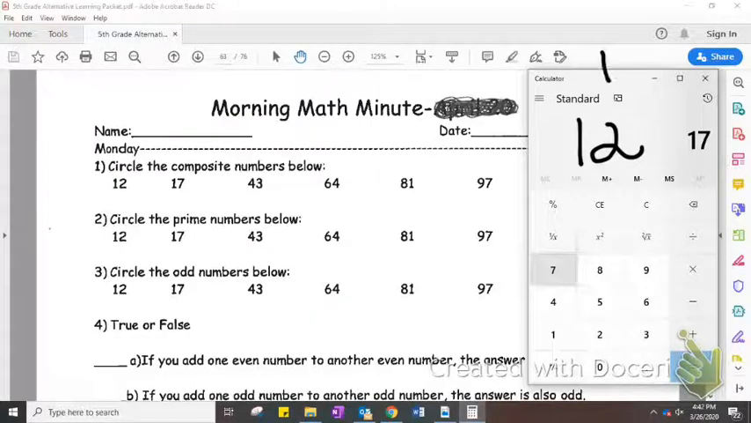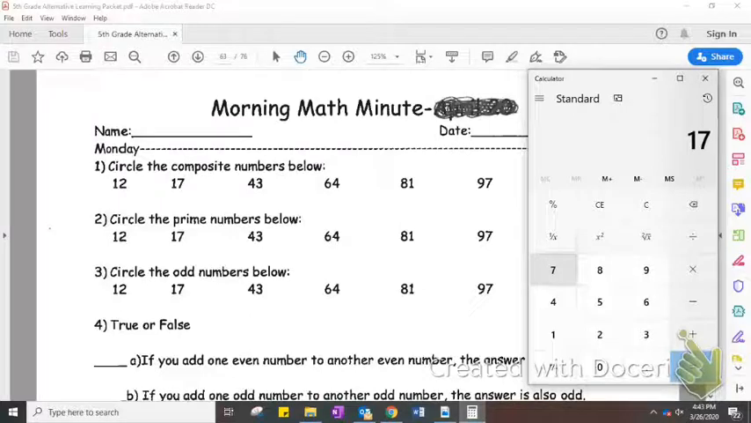So add up the digits. 1 plus 2 is 3. 3 is divisible by 3. It works. So those are two ways that you can check without dividing with the calculator. Is it even? If it's not even, then it's not divisible by 2. Do the digits add up to a number that's divisible by 3? If they do, then you know that it's divisible by 3. But if you don't, then you know that it's not divisible by 3.